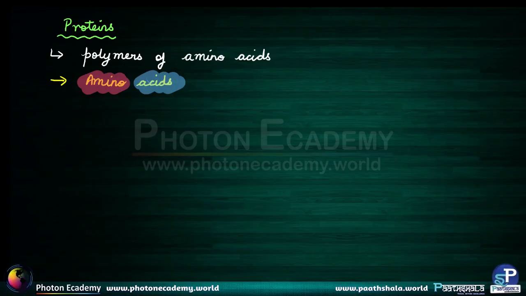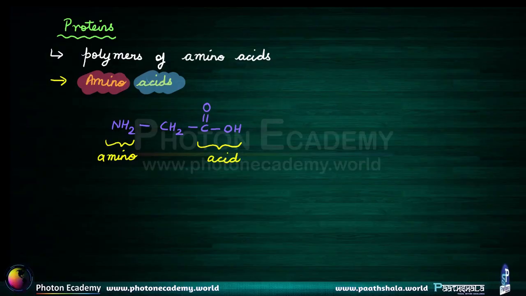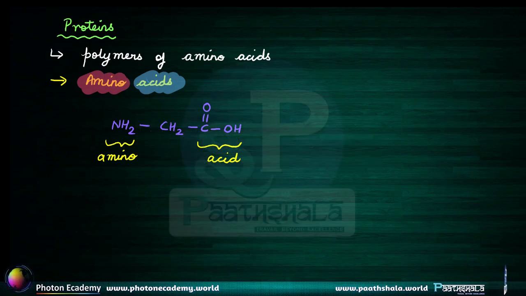For example, I have NH2 connected to a CH2, and this is connected to an acid. Now the acid is carboxylic acid, of course. You can see that this part is the amino group and this part is the acid group. Therefore, they're called amino acids. NH2 is also the basic group, because N contains a lone pair of electrons. Wherever these two functional groups appear, those will be known as amino acids.